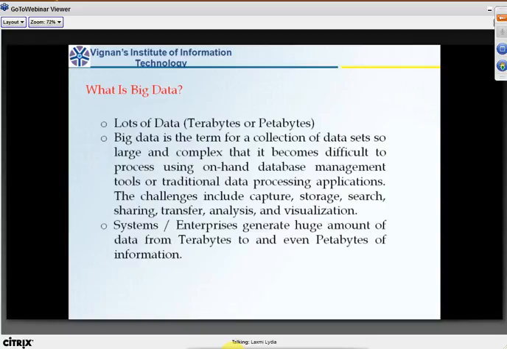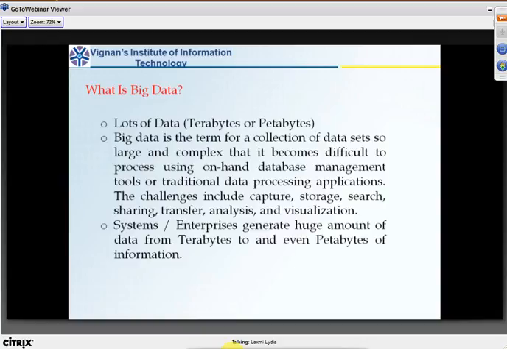Now, systems and enterprises generate huge amounts of data, measured in terabytes and petabytes of information. So short and sweet, what is big data? Big data is nothing but a lot of data measured in terabytes and petabytes. Big data basically consists of structured, unstructured, and semi-structured data; all this data combination is big data. We will discuss what these terabytes and petabytes consist of.